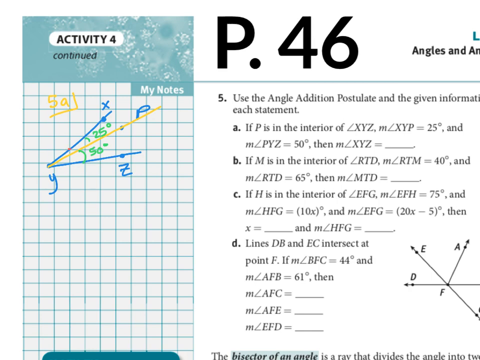So the whole angle. So the measurement of the whole angle XYZ is equal to the measurement of angle XYP plus the measurement of angle PYZ. So you see how the vertex is always in the middle? So the measurement of angle XYP is given to be 25 plus the measurement of angle PYZ is given to be 50. So 25 plus 50 is 75. So measurement of angle XYZ is 75 degrees.